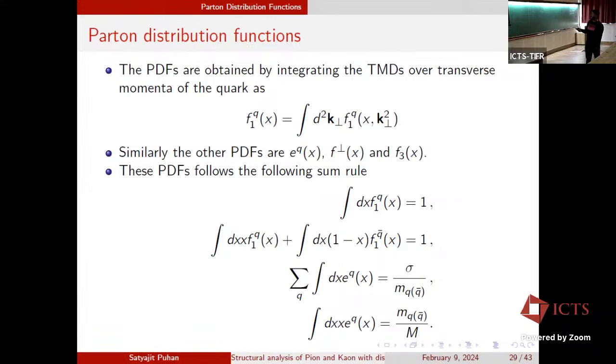And they obey the PDF sum rules, right? The integral of dx F1 x should be equal to 1, the quark and antiquark x momenta sum should be equal to 1, and the integral of dx EQ x equals sigma by m, where m is the quark mass and sigma is the hadron mass divided by 2.